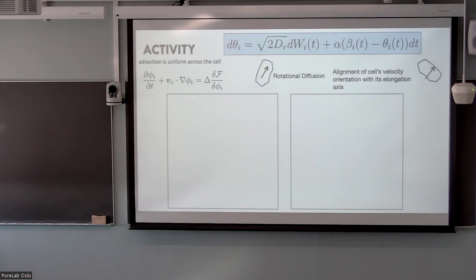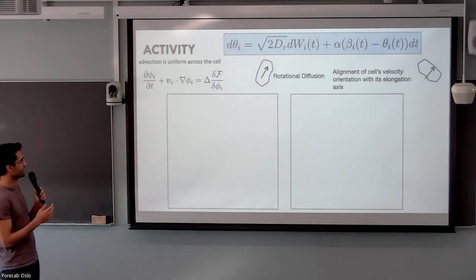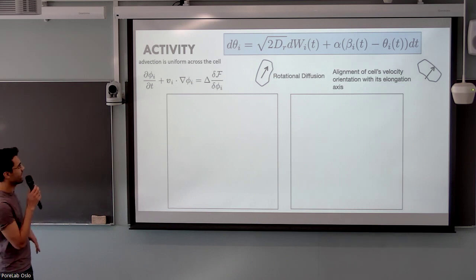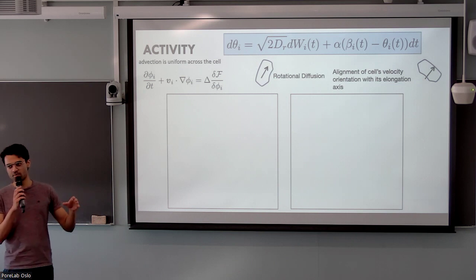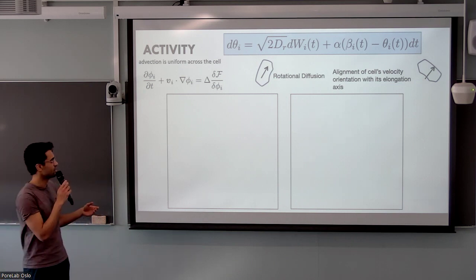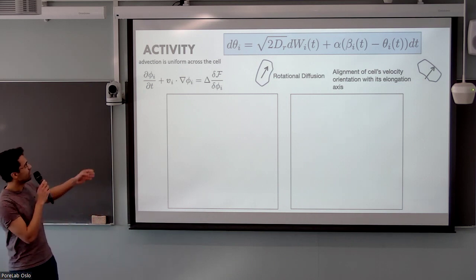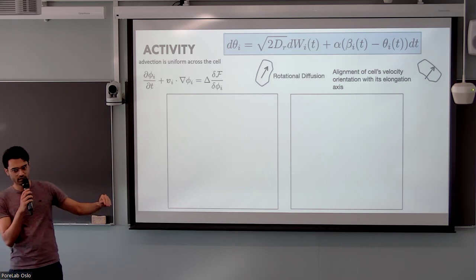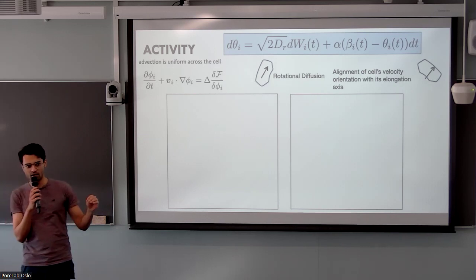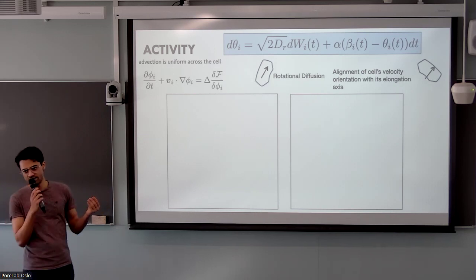And now we put in activity. This is where things start to act much differently, as in biological systems. In biological systems, the cells move actively. They create the motion themselves. And you can see in the advection term, there's this velocity field. This field is uniform across the cell and has a constant magnitude. But its orientation changes with time.